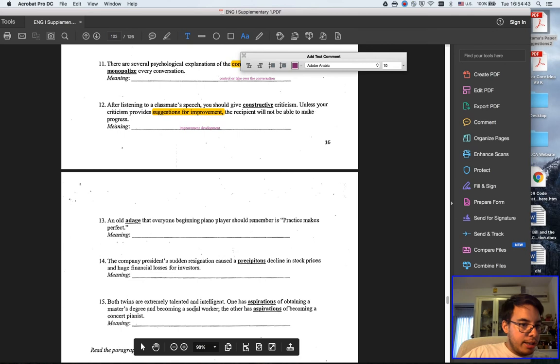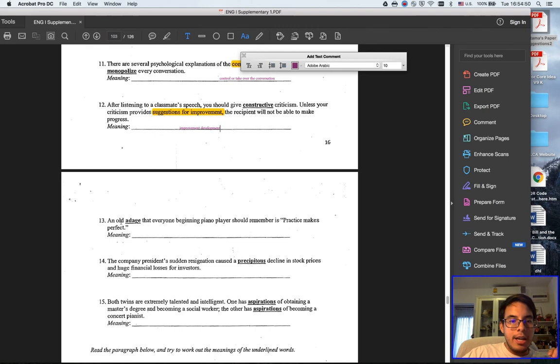Okay, 13. An old adage that every beginning piano player should remember is practice makes perfect. So adage means practice makes perfect. Practice makes perfect is a saying or an expression.